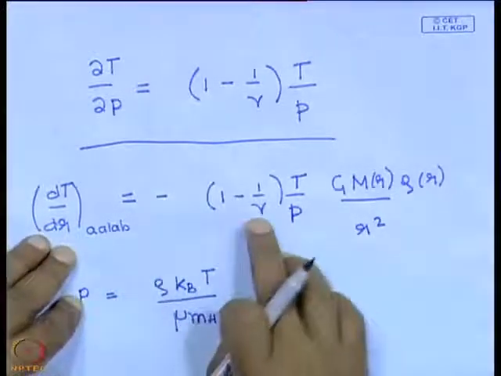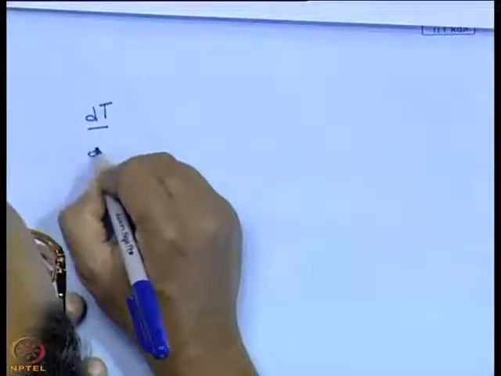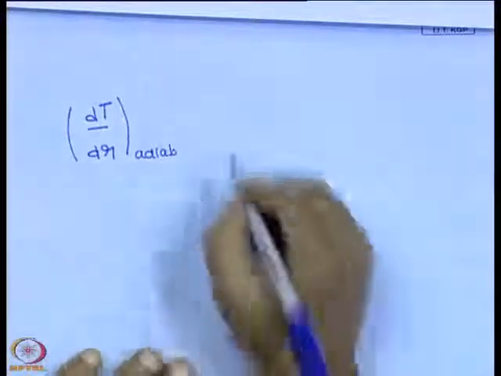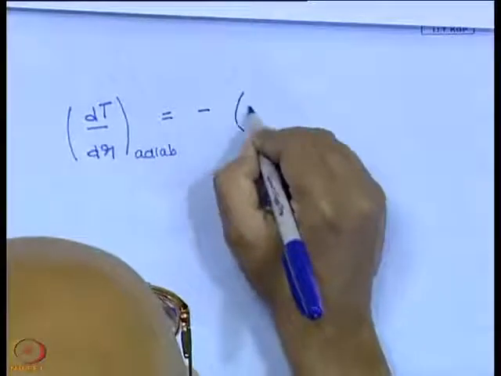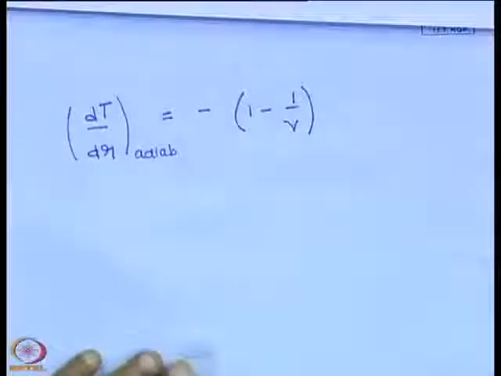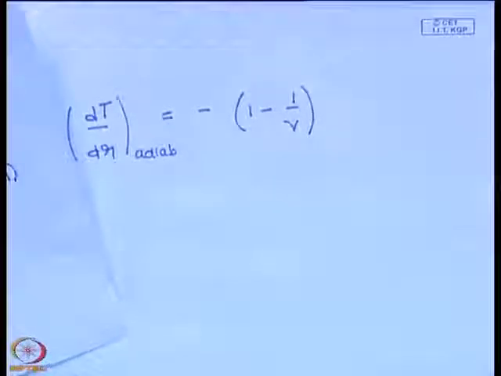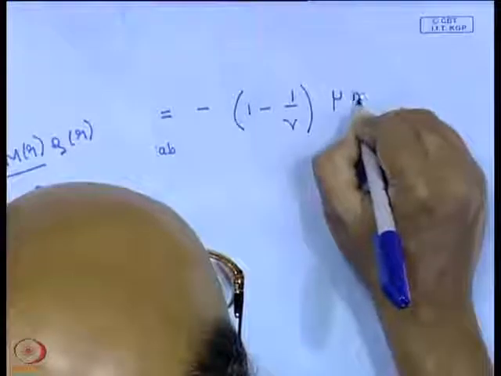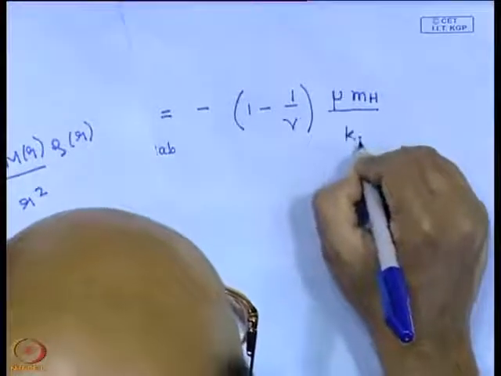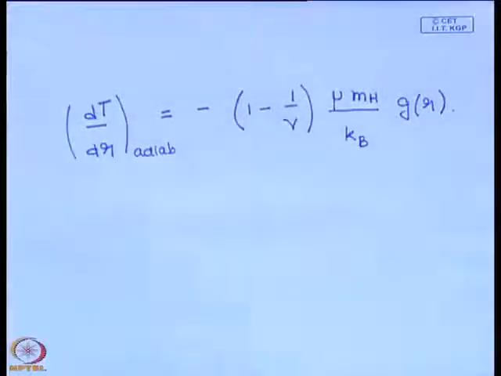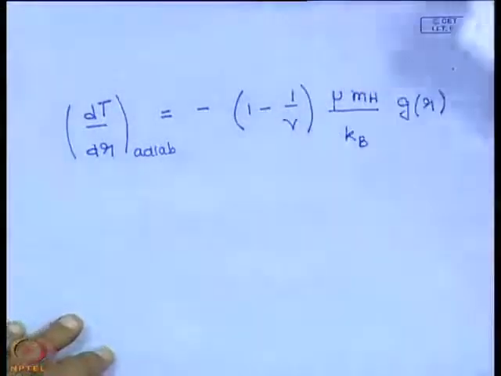So, then substituting those factors in this equation, what we get is the final equation: dT dr adiabatic is equal to minus 1 minus 1 by gamma, and then we have rho T and P coming here, so we have mu m_H by k_B into the gravitational acceleration at that point, at that distance from the center.